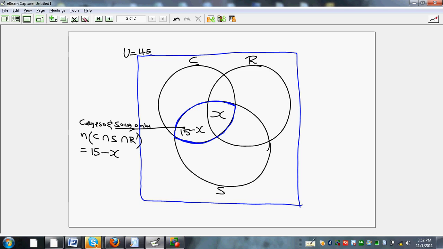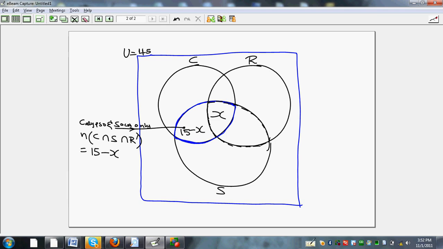Minus X. Okay, so that is how we start to get all the other areas too. Because the same thing we applied for calypso and soca, we could apply for each of the combinations. Okay? So the next one we could look at is those that like soca and reggae. Soca and reggae would be, I'll just highlight it now, this one. Right? That would be soca and reggae there, that area.